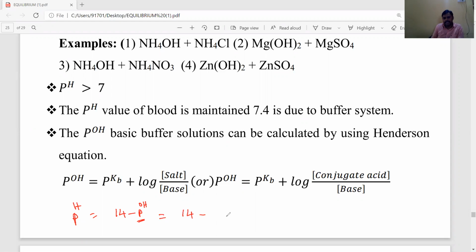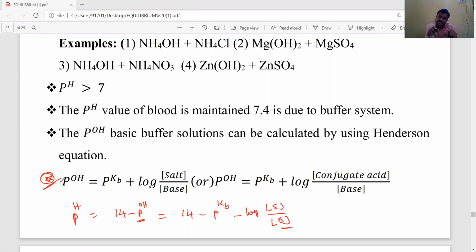Then 14 minus pKb minus log of the concentration of salt by the concentration of base. S means salt concentration, B means base concentration. So that is the formula for the pH of basic buffer solutions, 14 minus pOH. If you want to calculate the pH of any basic buffer solution, don't forget, first we have to calculate pOH. After that, the pH of a basic buffer solution is equal to 14 minus pOH.